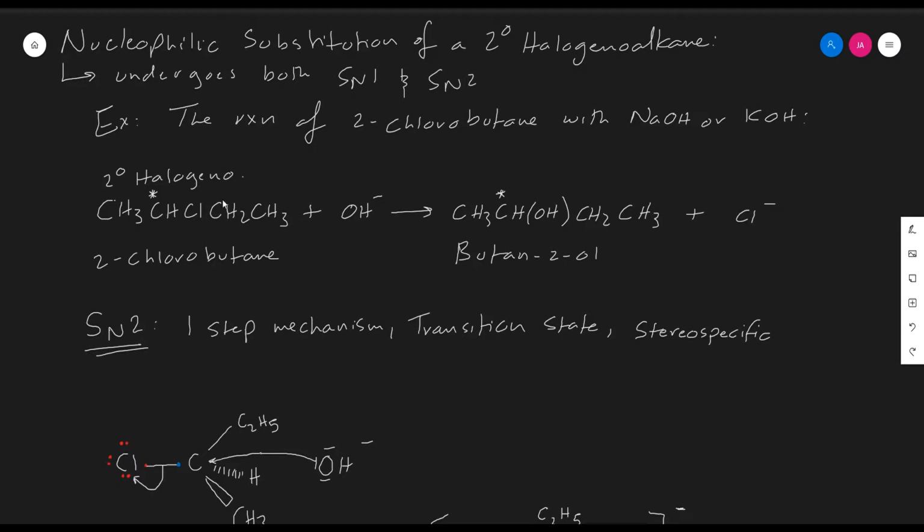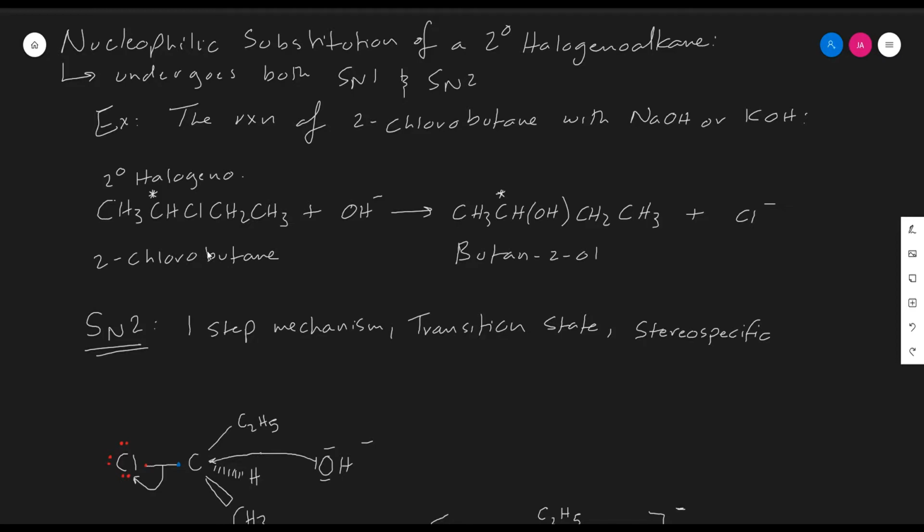The secondary halogenoalkane chosen in this example is 2-chlorobutane, in which, if you notice, the carbon bonded to the halogen group has been denoted with an asterisk to indicate that it is a chiral carbon. A chiral carbon is a carbon atom bonded to 4 different groups. In this example, this chiral atom is bonded to the methyl group, the hydrogen atom, the chlorine atom, and the ethyl group, and thus it is considered a chiral carbon.